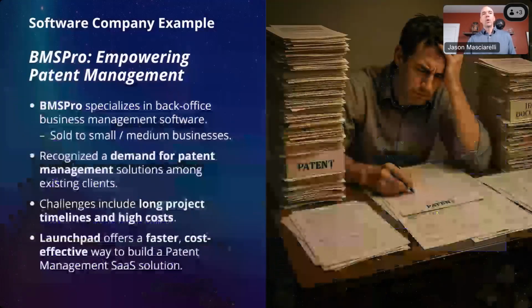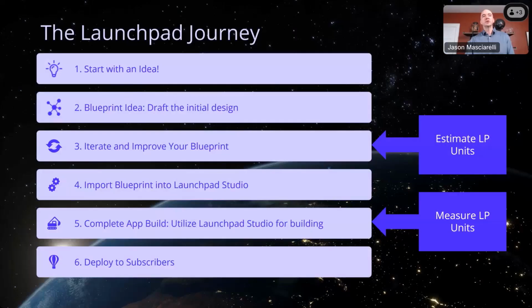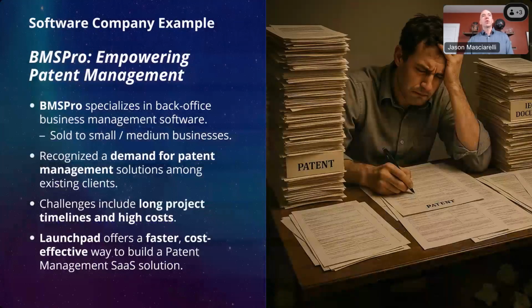So what we're going to do is get into a demo. And before we do that, I'm just going to tee it up. We've created a fictitious software company called BMS Pro. They're looking to build a product that empowers patent management. BMS Pro, think of them as a back office business management software company that sells to a large volume of small and medium-sized businesses. They have seen demand for patent management as a solution for their existing clients.